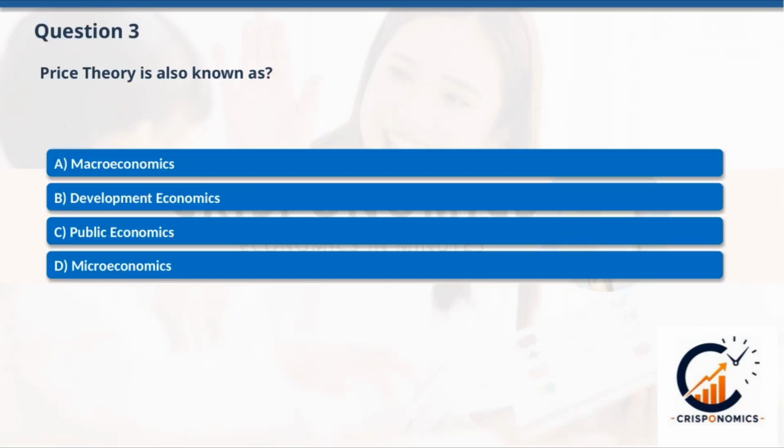Let's take a moment to connect price theory with the broader branches of economics. Price theory is often another name for microeconomics, the study of how individuals and firms make decisions, and how prices coordinate those choices. It's different from macroeconomics, which looks at the economy as a whole. Public economics and development economics focus on specific areas, but price theory really lives within microeconomics. This question helps us anchor that understanding.